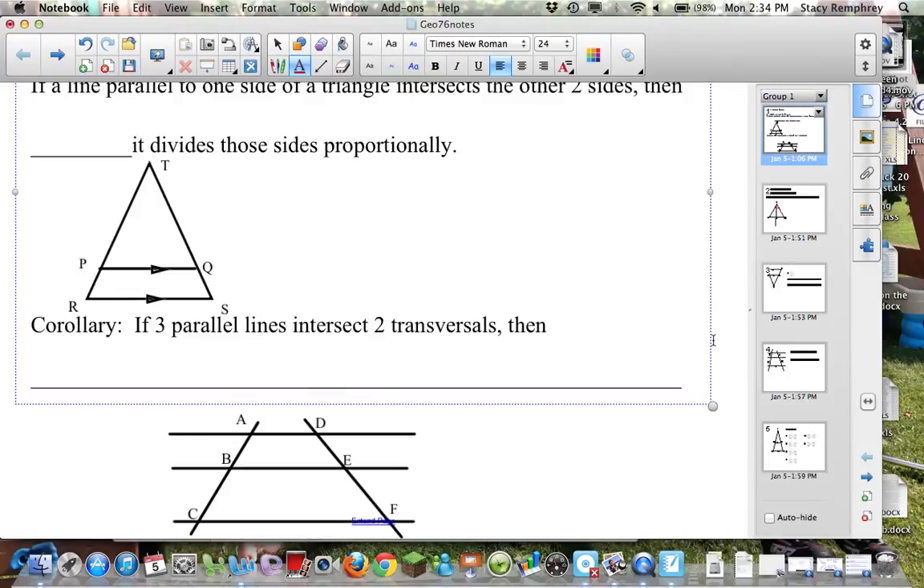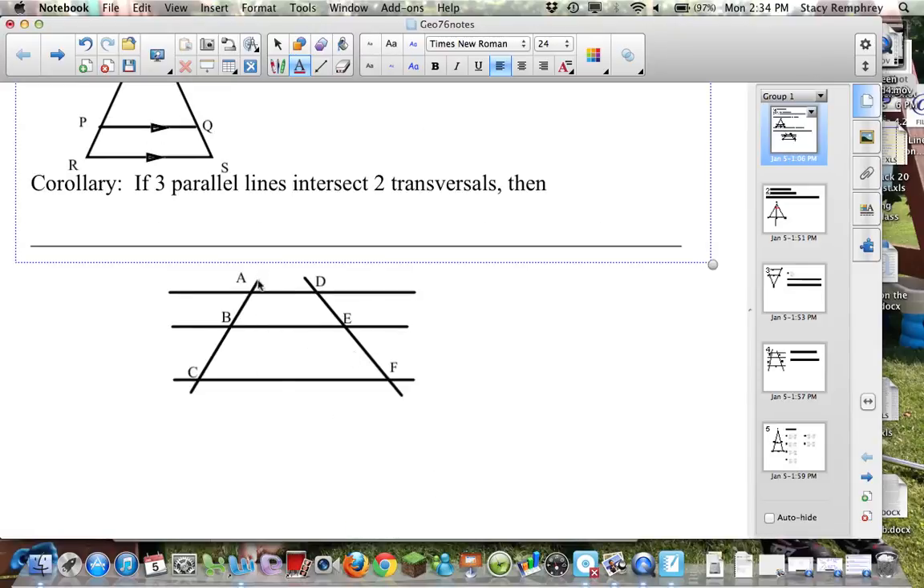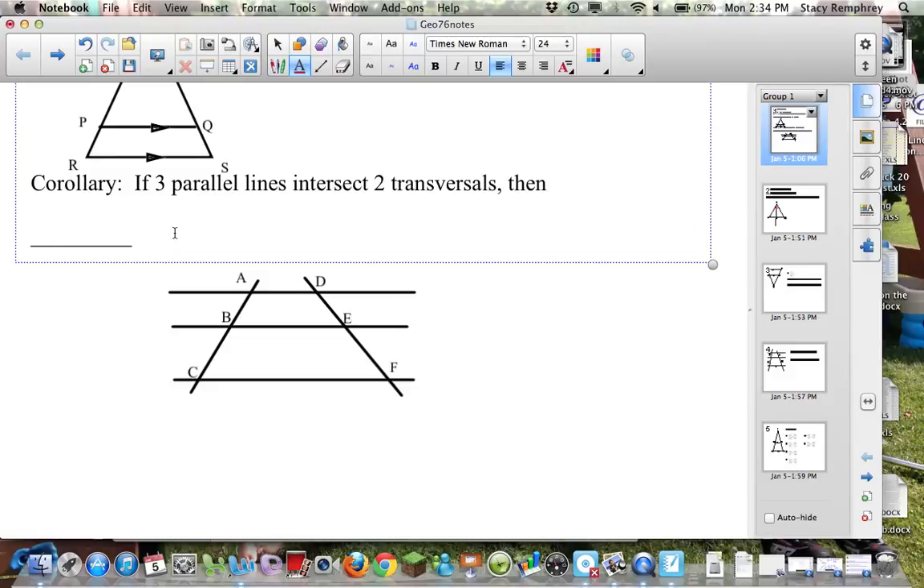It follows because if you look at the picture, if I can extend the page, it looks almost like a triangle if you extended these up. So if three parallel lines intersect two transversals, and again, we did something similar to this where we said if three parallel lines divide a transversal into equal parts, then they divide another into equal parts. This is a very similar idea. Then they divide the transversals proportionally.